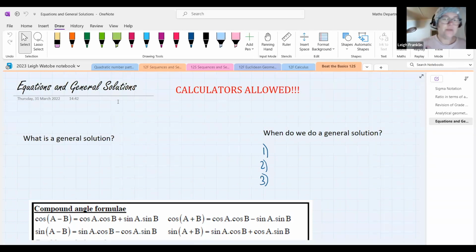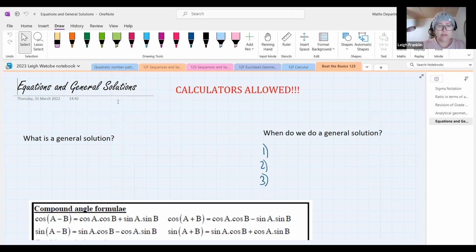Today what I wanted to do is talk about equations and general solutions. It's not something that we've actually had a chance to talk about before in trigonometry. We've done a lot of general trig, but we haven't spoken about general solutions or equations. And we know that there's always going to be a question on this, and often it's one of the more difficult sorts of questions that they expect us to be able to do.